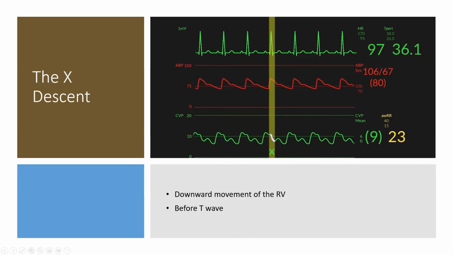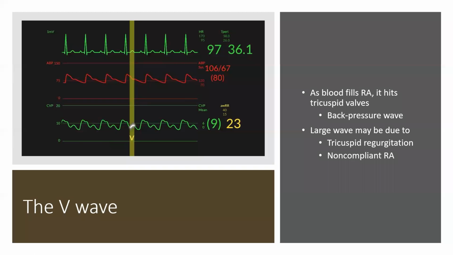And the next wave of the CVP is the V wave. This represents the filling of the right atrium. And therefore, this is going to correspond to the end of the T wave.